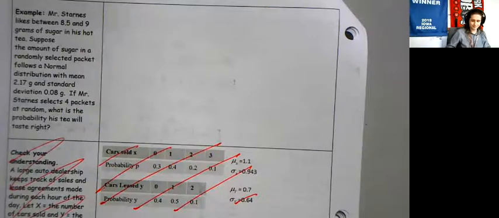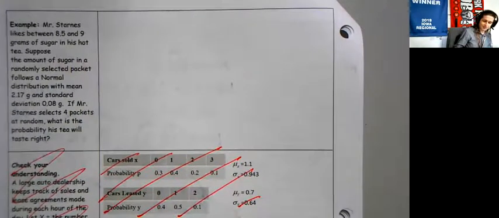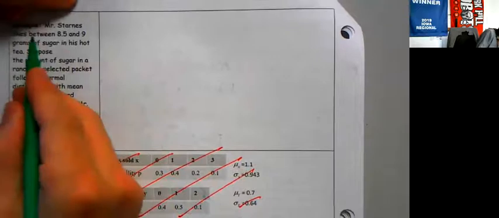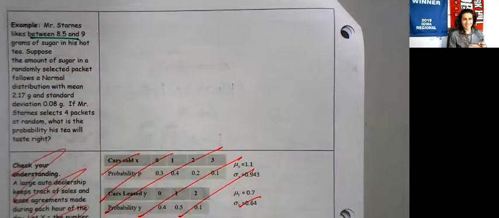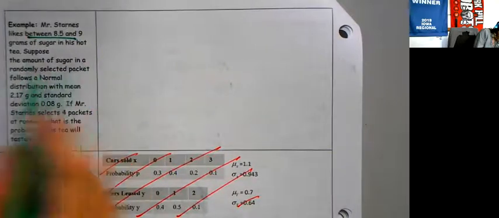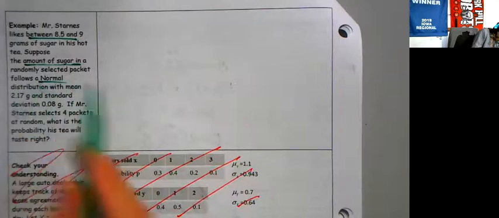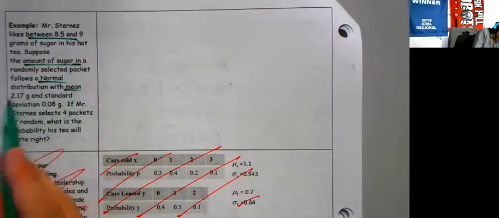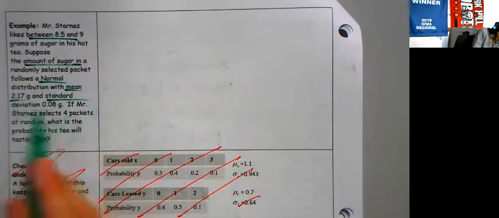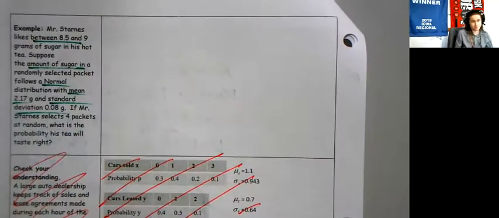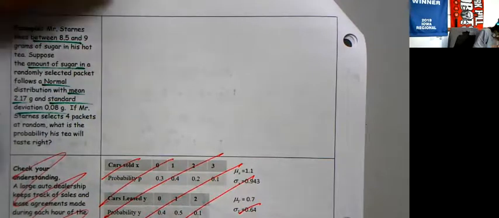Mr. Starnes likes between 8.5 and 9 grams of sugar in his hot tea. Good, he's a particular man. Suppose the amount of sugar in a randomly selected packet follows a normal distribution with a mean of 2.17, standard deviation 0.08. If he picks 4 packets at random, what's the probability his tea will taste right?